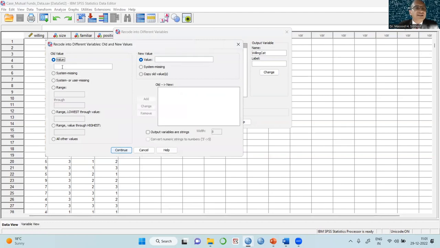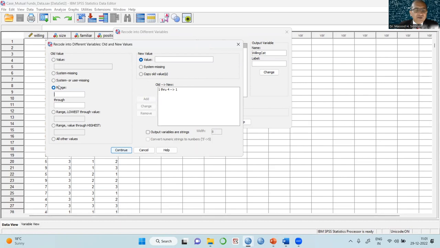Now we can convert this one by one, like 1 to 1, 2 to 1, and so on. But better we should use the range. So what is our first range? That is from 1 to 4. Okay. So in old value it is from 1 to 4, and we are developing a new category with the code 1. So we will be converting the range 1 to 4 into the new variable willing cat with the category number 1. So 1 to 4 would be converted to 1.